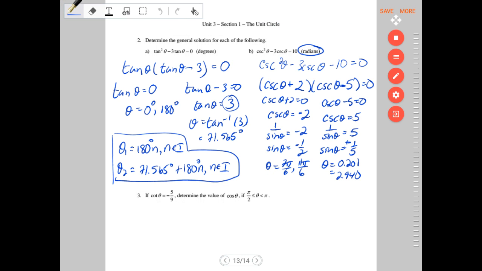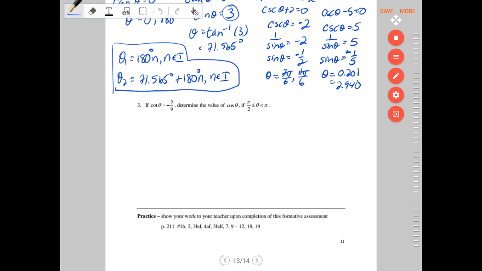Okay, last example. If cotangent theta is equal to negative 9/5, determine the value of cos theta, where our angle is between pi over 2 and pi. So remember that cotangent theta is equal to x over y, so that's going to be 5 over 9. Now, which one does the negative go with? Well, if we're between pi over 2 and pi, that is quadrant 2. So who is negative in quadrant 2? That would be our x value. So we'll make the negative with the 5.